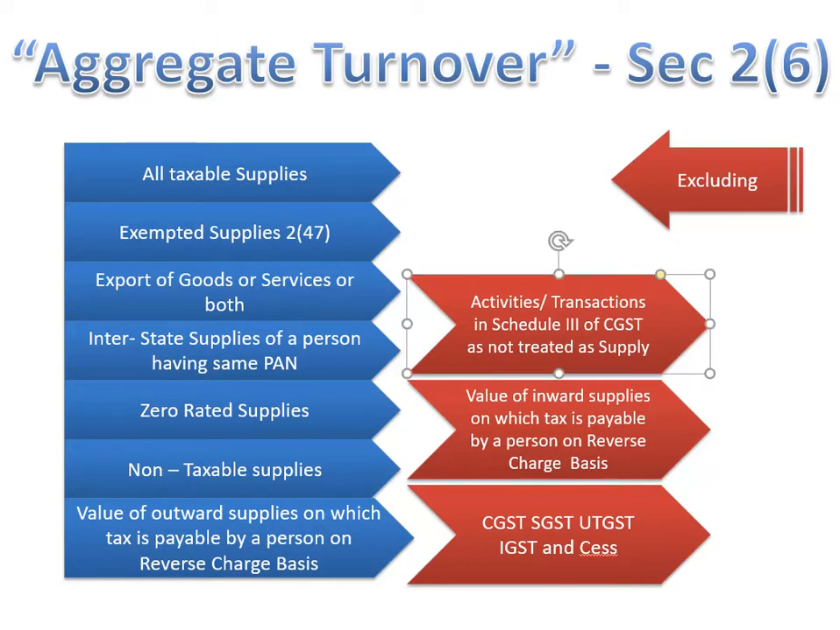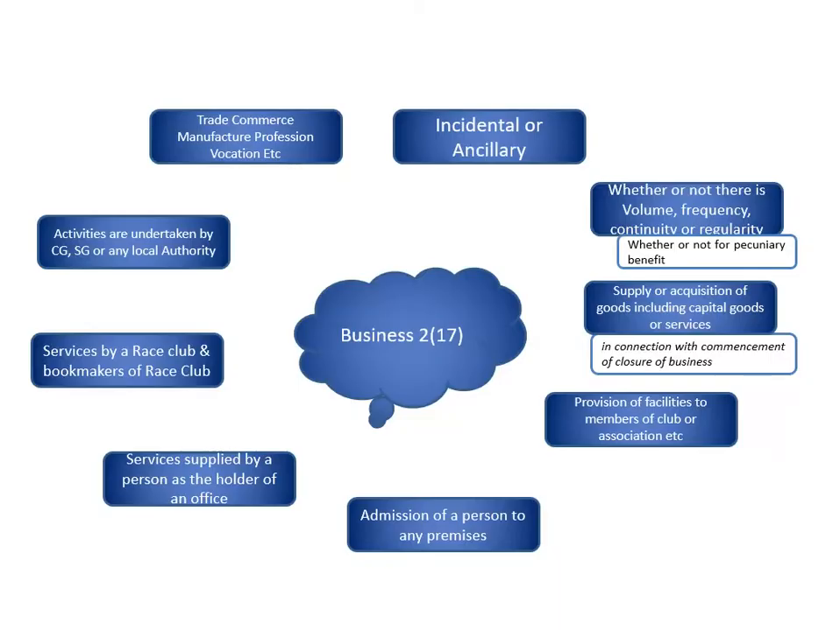But it excludes, looking to the right side, activities and transactions in Schedule 3, value of inward supply on which tax is payable by a person on a reverse charge basis, and CGST, SGST, UTGST, IGST and cess. So when you do your plus and minus, this is how you find your aggregate turnover.